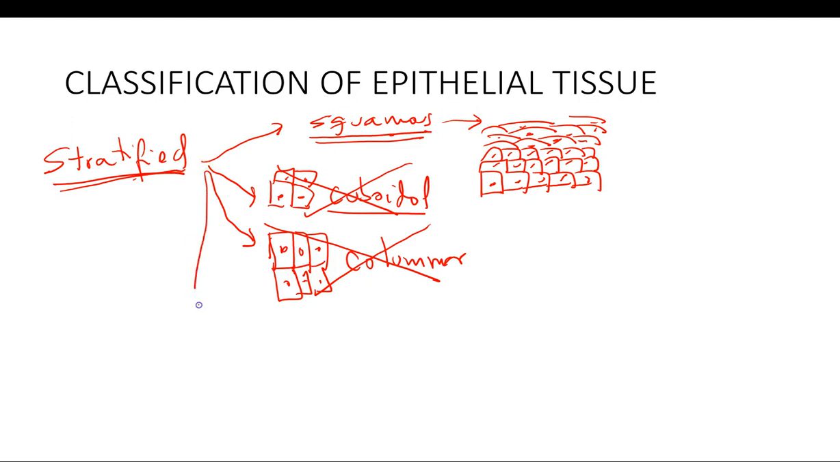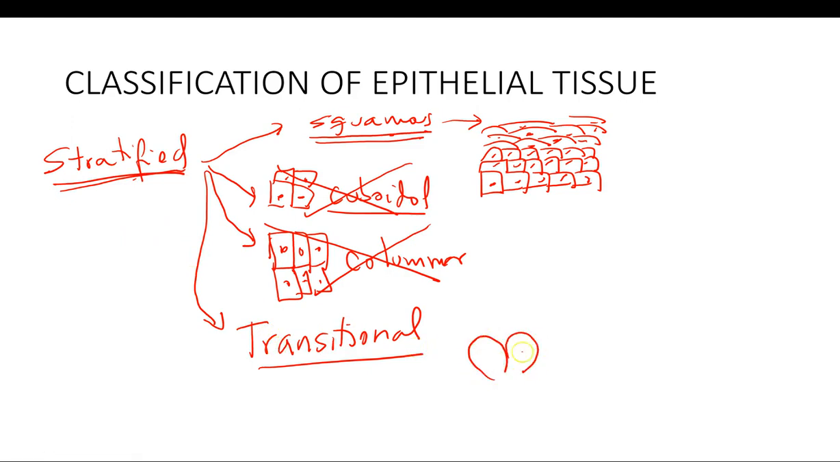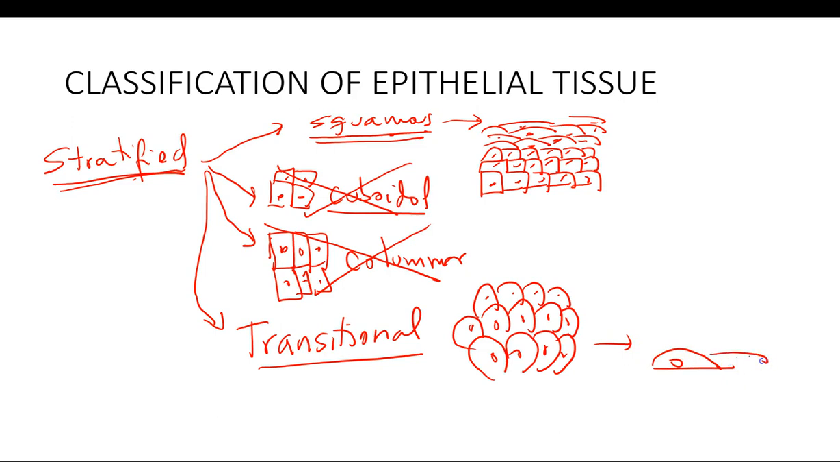We are going to look at another type of stratified tissue called transitional. So notice that the name does not follow the rules, but this is nonetheless stratified epithelial tissue. Transitional epithelium consists of circular cells, round cells, more than one layer, which can transition in shape from being round to being flat. And that's why it's called transitional.